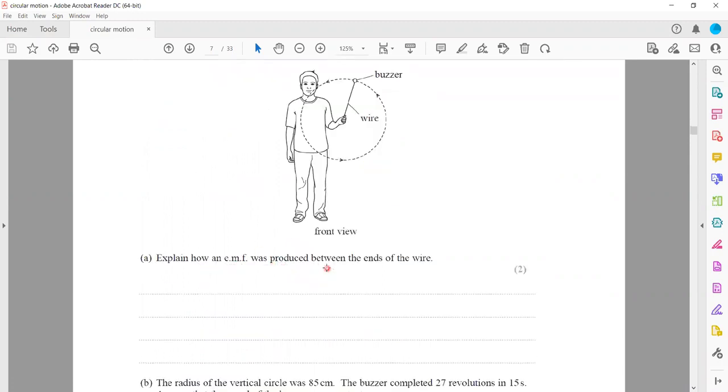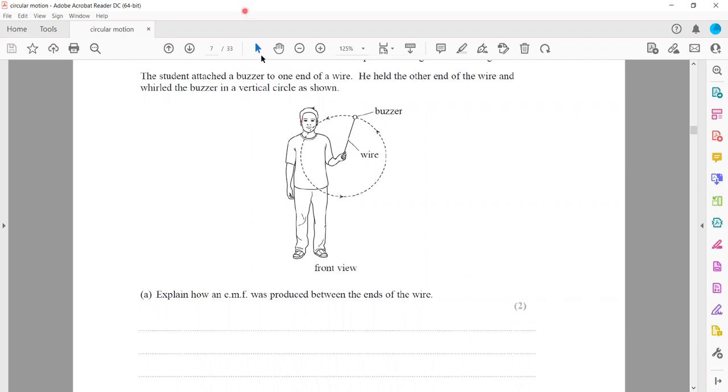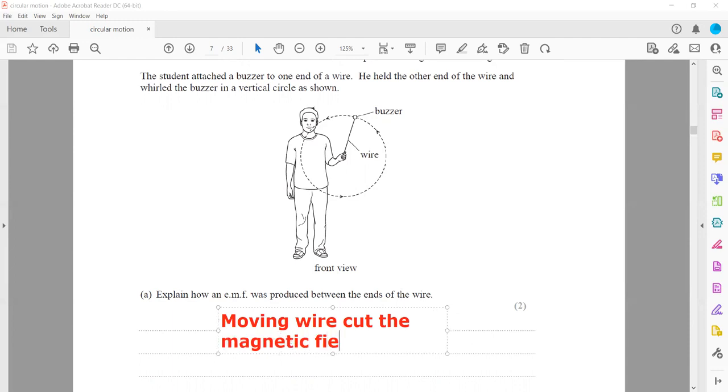Explain how an EMF was produced between the ends of the wire. So there's a wire. Why is there an EMF induced? This is related to electromagnetic induction: when the moving wire changes the magnetic field or cuts the magnetic flux, it induces EMF. So the moving wire will cut the magnetic field, which will induce electromotive force or EMF.